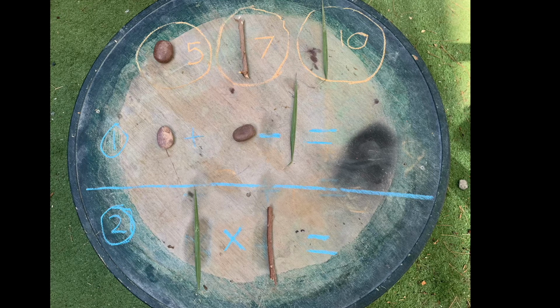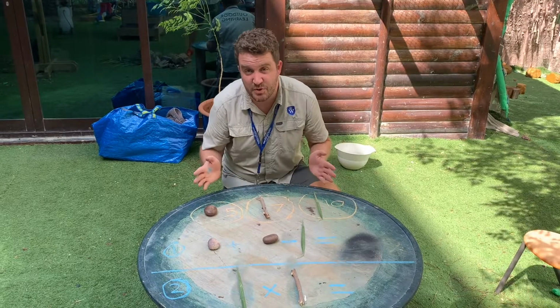Hopefully guys, you've managed to work out the answers. 5 plus 5 is 10, but if we take away 10, we're going to be left with 0. And for question number 2, we have 10 times 7. Well, what is 10 times 7? Of course, it is 70. And that's it, boys and girls.